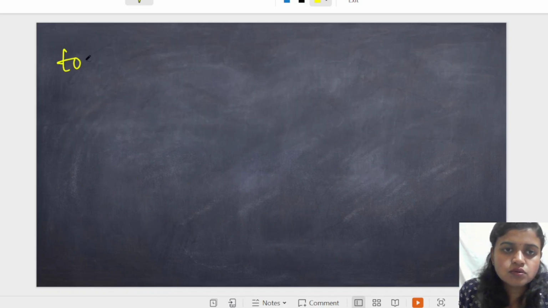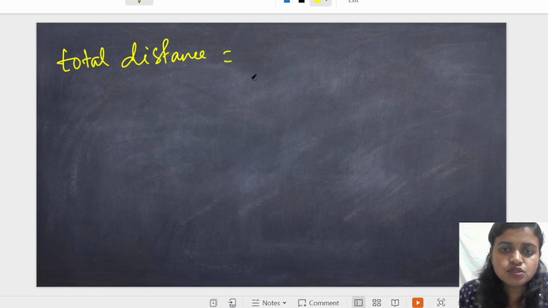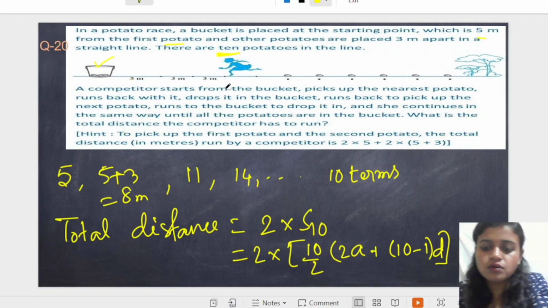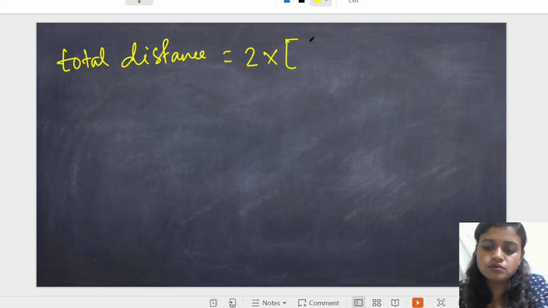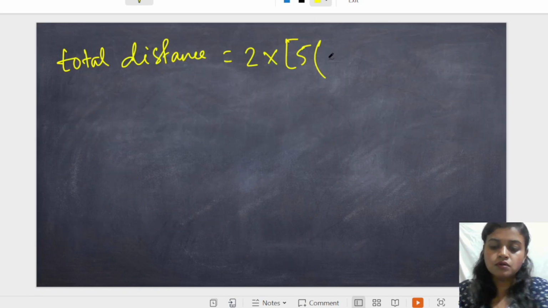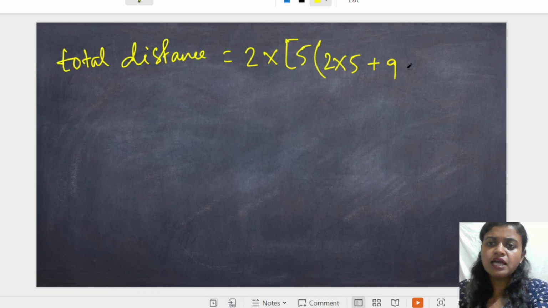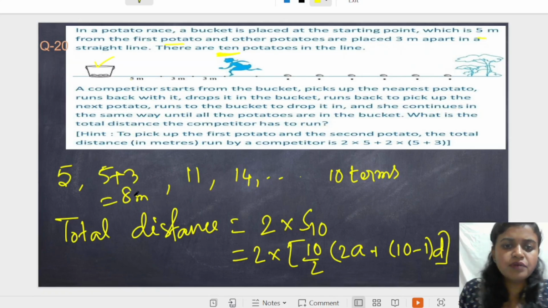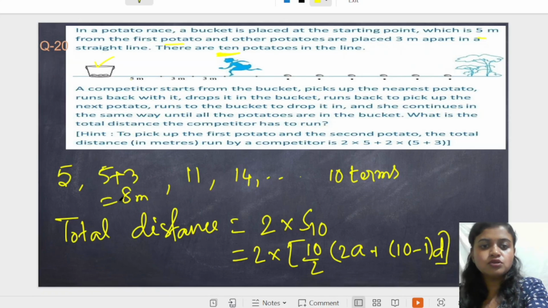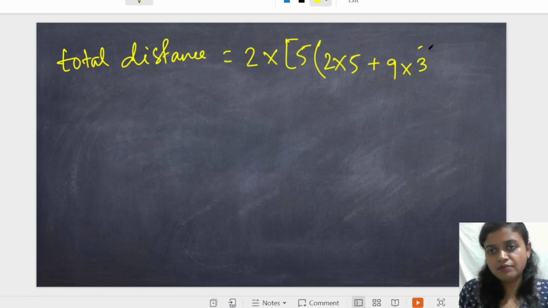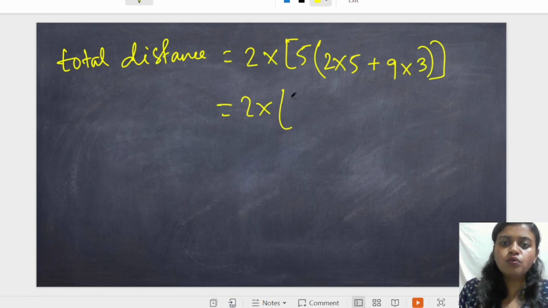So total distance was 2 into 5. So 2 into the first term. The first term is 5 here. So 2 times 5 plus (10 minus 1) into d. The value of d is what? 3. Okay. So the value of d is 3. So 2 into 5.